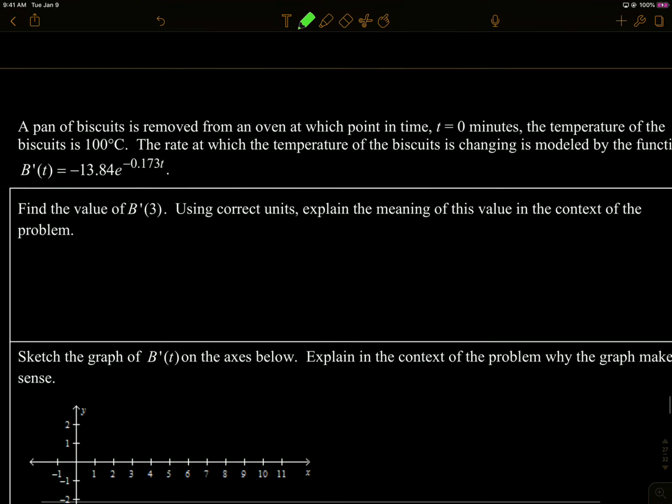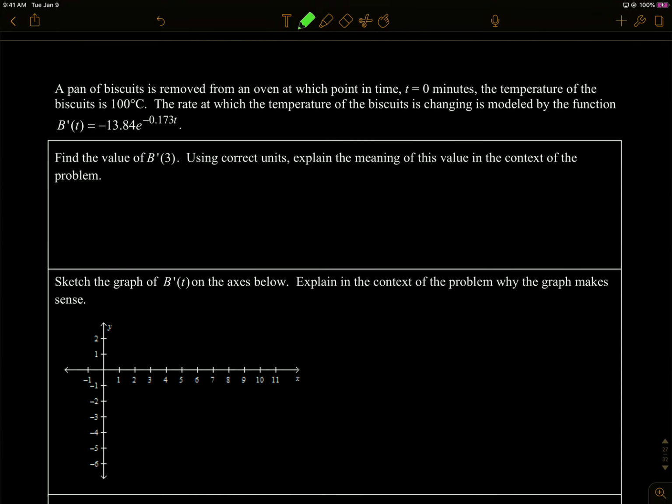Okay, so let's look at the next one. This one is about temperature of biscuits that are baking. So a pan of biscuits is removed, so they're done baking. Pull them out, and they're going to start cooling off.